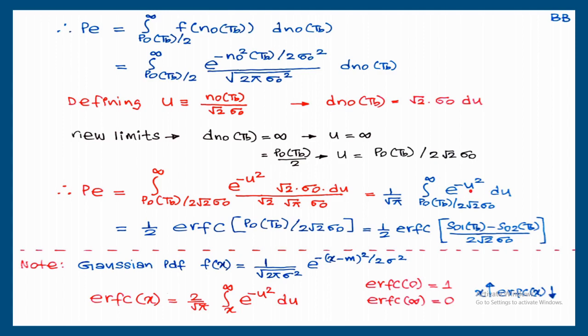So what can we do? Multiply by 2 and divide by 2, so 1 by 2 into 2 by root pi. That is written as 1 by 2 erfc of p0(tb) upon root 2 sigma 0, which is the same as half the complementary error function. What is p0(tb)? It is S01(tb) minus S02(tb) divided by 2 root 2 sigma 0.